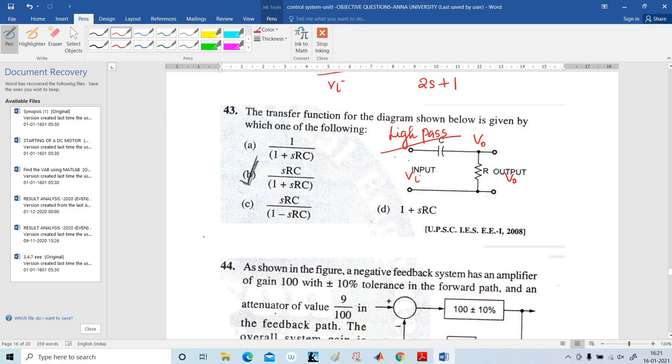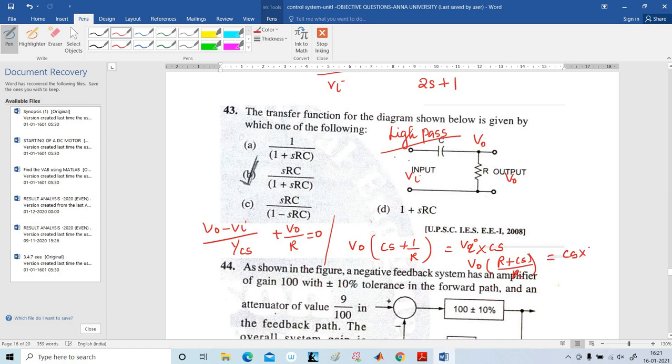Apply the nodal analysis here. So (V0 minus Vi) divided by 1/Cs plus V0 by R equal to 0. What is the second one? Take V0 outside: (Cs plus 1/R) times V0 equals Vi into Cs. Next, V0 take LCM: (R plus Cs) by R, equal to Cs into Vi.